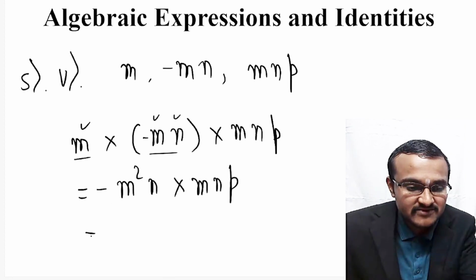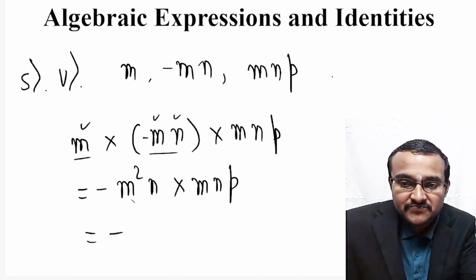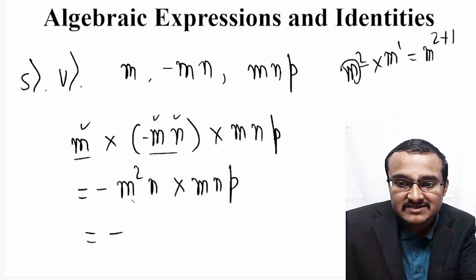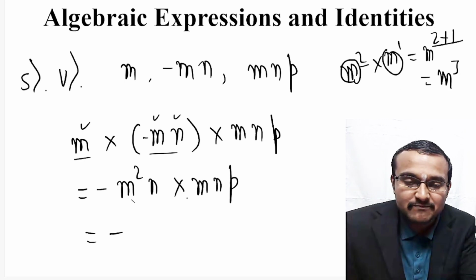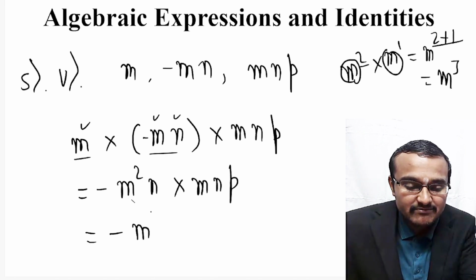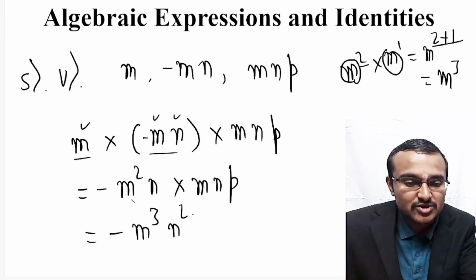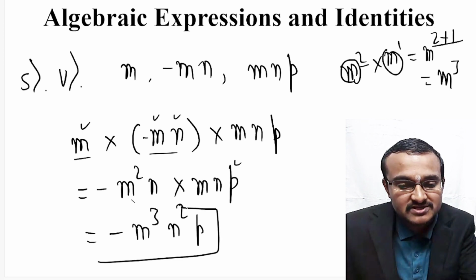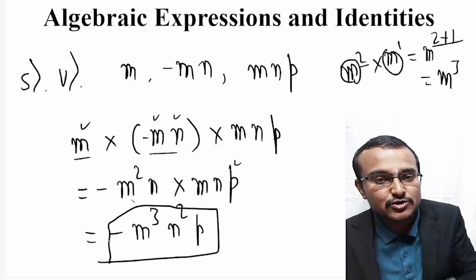Again here minus into plus will be minus. M square into m will be m power 2 plus 1, because here this m has 1 and this m has 2. So base is same. Here also base is same. So you can perform addition between 2 and 1. That will be 2 plus 1. So m power 2 plus 1 is m cube. So m square into m is m cube. So minus m cube, minus into plus is minus m cube. N into n will be n square, because n power 1 into n power 1 is n power 1 plus 1, that is n power 2. So n square into p will be there as it is. So the answer for this question in this particular fifth question is minus m cube n square p.